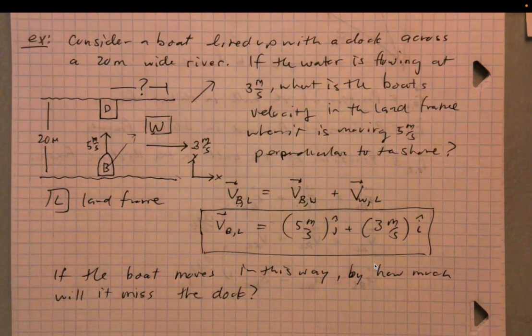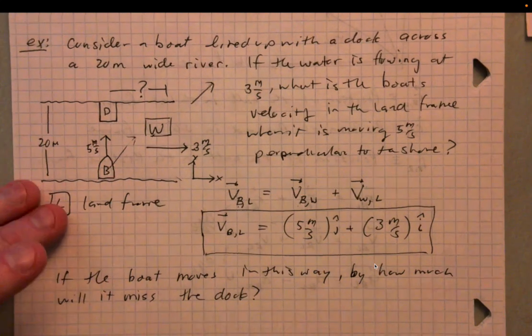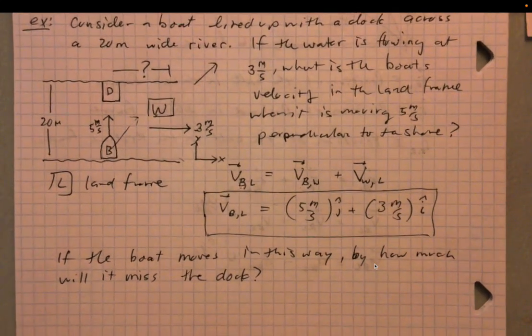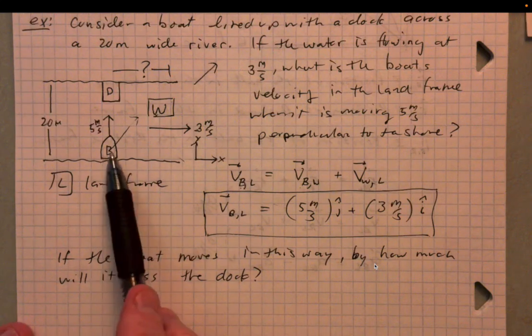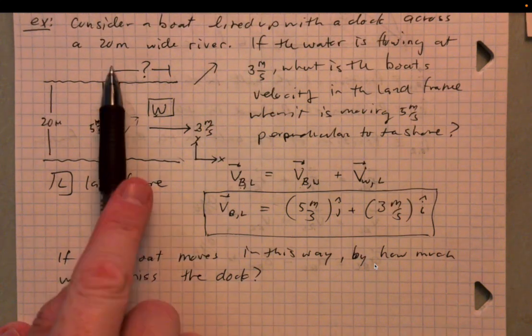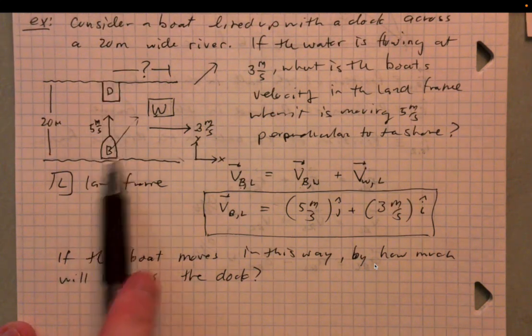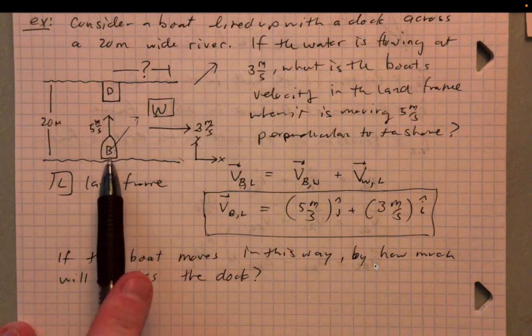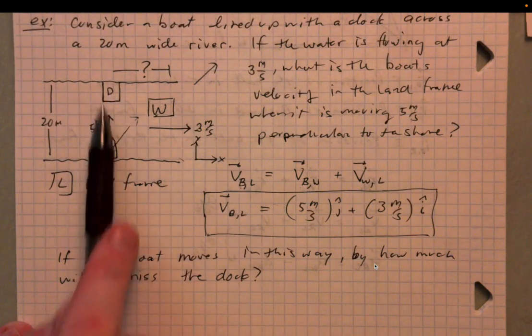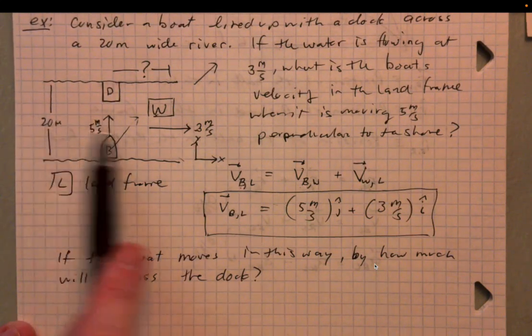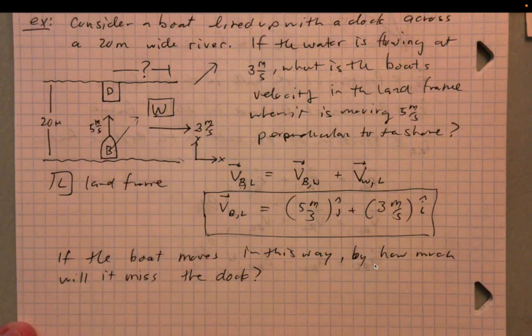Okay, so by how much will it miss the dock if it moves in this way? Well, this is actually super easy to answer, right? There's different ways to answer the question. One really easy way is to say, look, we know the boat's going to move across the water at 5 meters per second. How long does it take it to get across the river then? It's going to go in this direction, 5 meters per second. Well, it's a 20 meter wide river, so how long is that going to take?